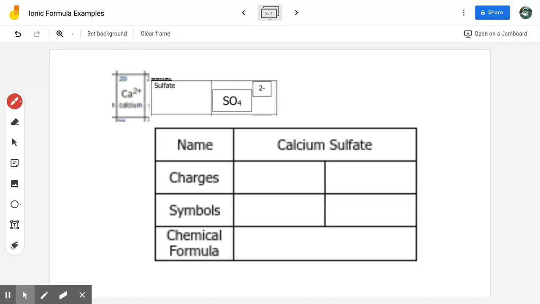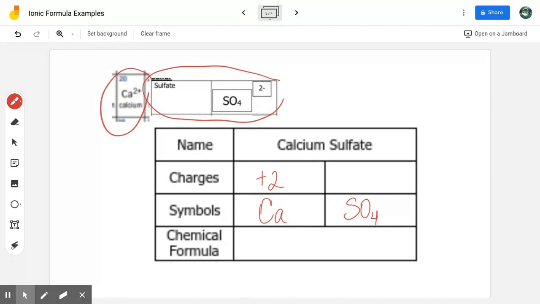So we've got calcium for our cation, and calcium is just a regular old metal. It's got a +2 charge. And then sulfate is a polyatomic ion. I just took a snapshot of that one. The symbol part is SO4. You're going to keep the 4 with the symbol, and then the charge is -2. On this one, the charges cancel. So +2, -2. That's the easiest scenario.